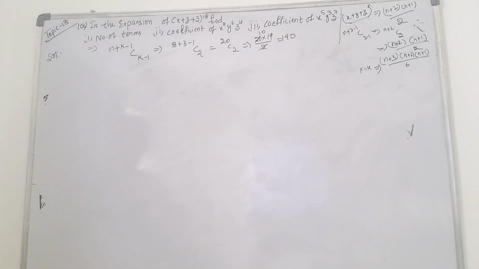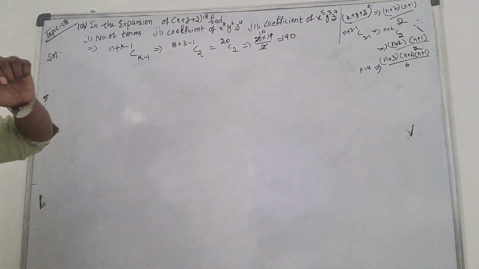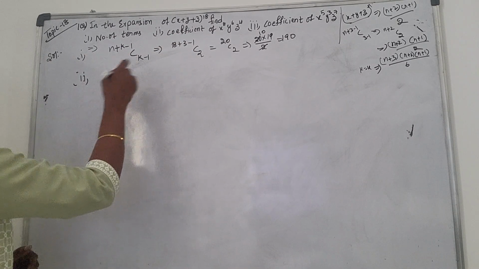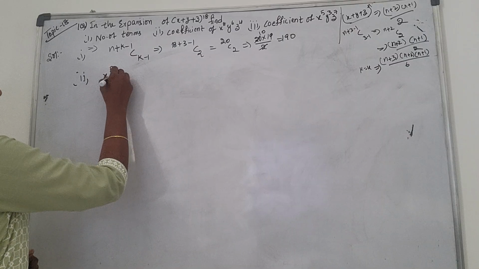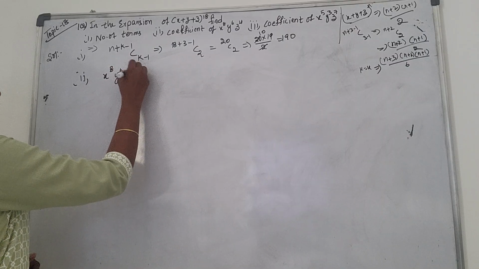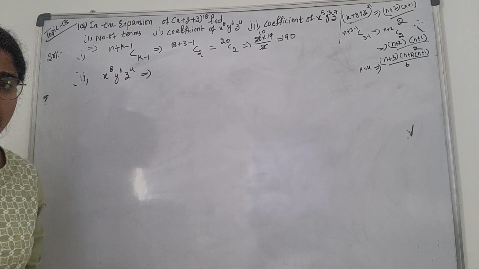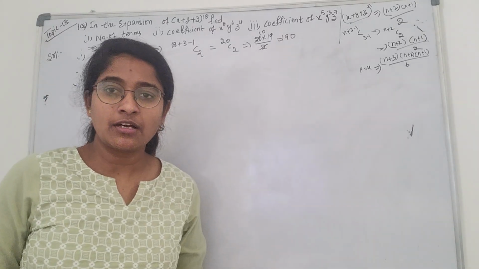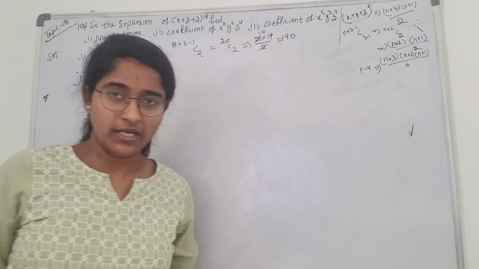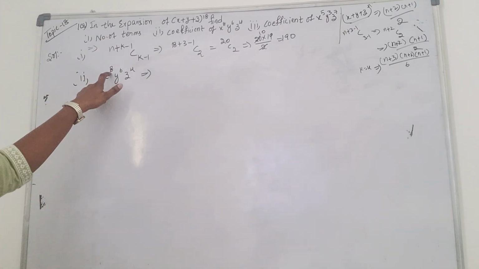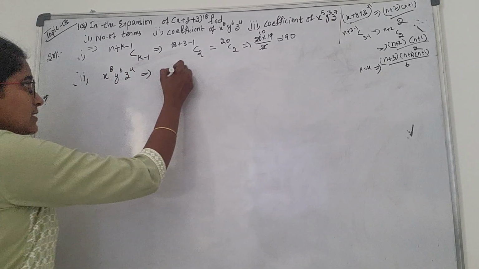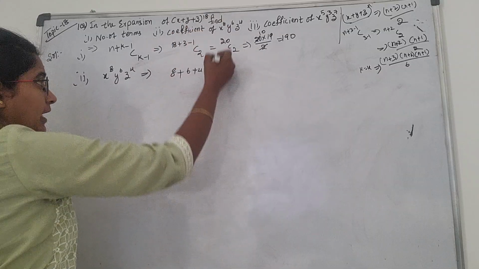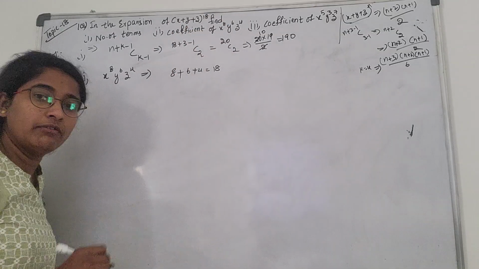Okay, the first one has been completed. Now the coefficient in the second one: the coefficient of x to the power 8, y to the power 6 and z to the power 4. Here we need to check the powers. As I discussed before, p + q + r should equal n. So we'll check it here: 8 + 6 + 4, is it equal to the power n? Yes, it's equal. Then we can find it.